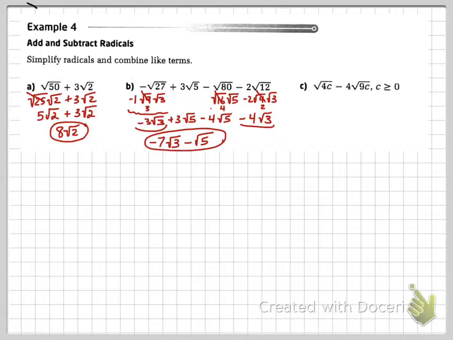The last example, root 4c minus 4 root 9c. Well, can't do anything about the variable, but I can split root 4c into root 4 times root c, which will be 2 root c. The next one is minus 4 times root 9 times root c. And again, root 9 can be broken into 3. So it's negative 4 times 3, or negative 12 root c, and that'll become negative 10 root c.